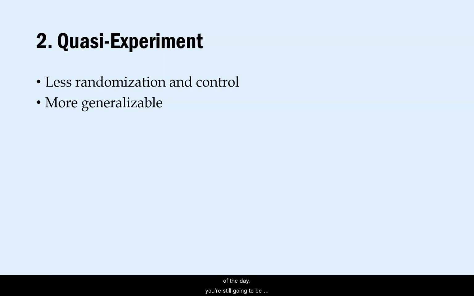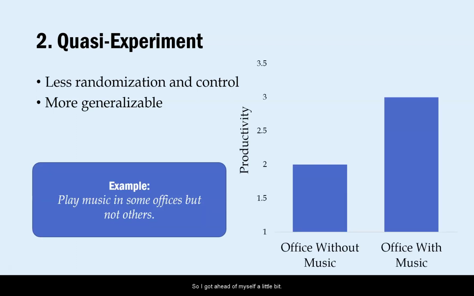This is to say that at the end of the day, you're still going to be comparing a group of people who listened to music to a group of people who didn't, but that is sort of not as randomly assigned as a true experiment. But the benefit is that it's more generalizable, because I could do this in real offices and see what the differences are between those offices that play music and those that don't. So I got ahead of myself a little bit.